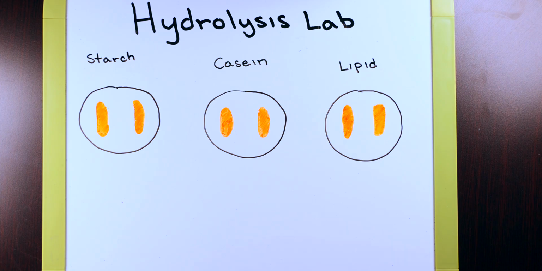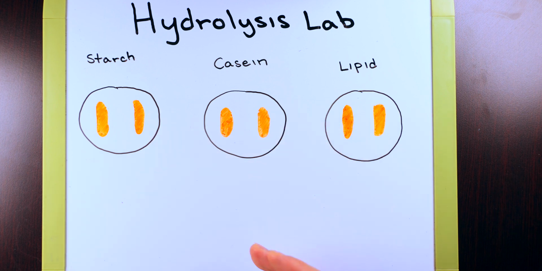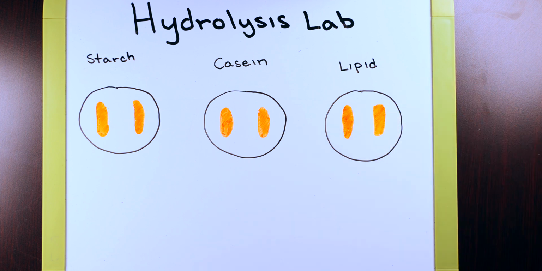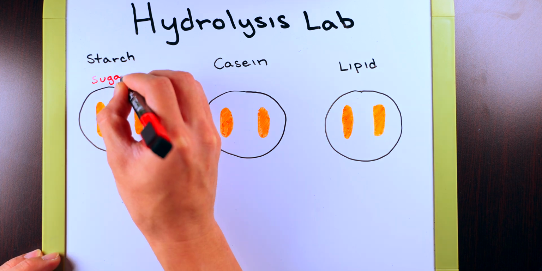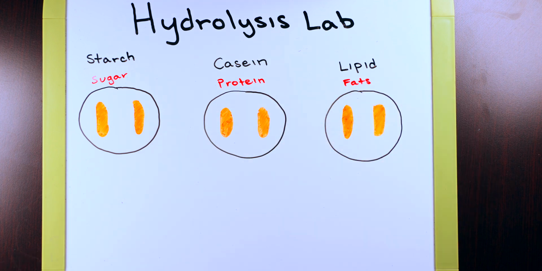In your hydrolysis lab, you'll be given 3 plates: a starch plate to represent starch, a milk agar for your casein plate, and a tributyrin plate for your lipid. The reason why we're looking at each of these molecules is because these are the molecules that represent the 3 major energy resources that bacteria use to produce ATP. Starch for your sugars, casein for your proteins, and lipids representative of your fats.